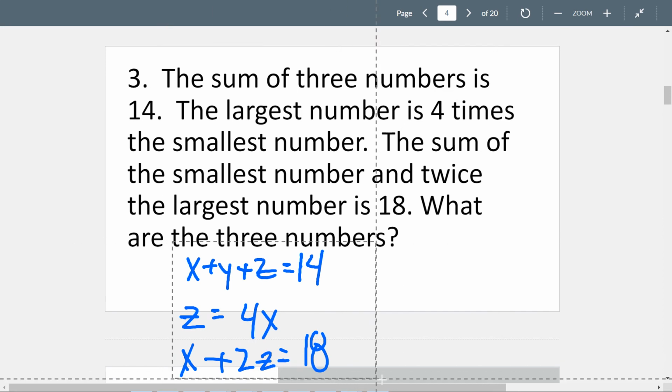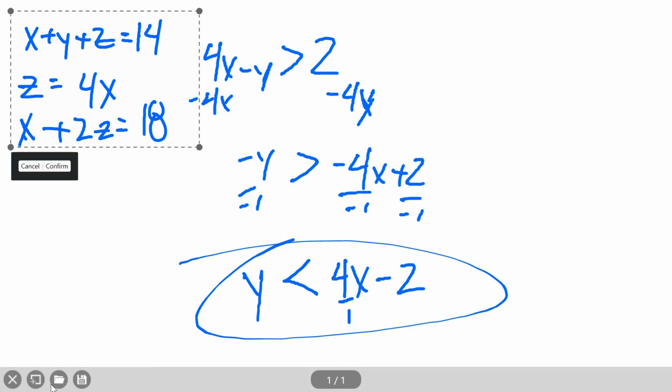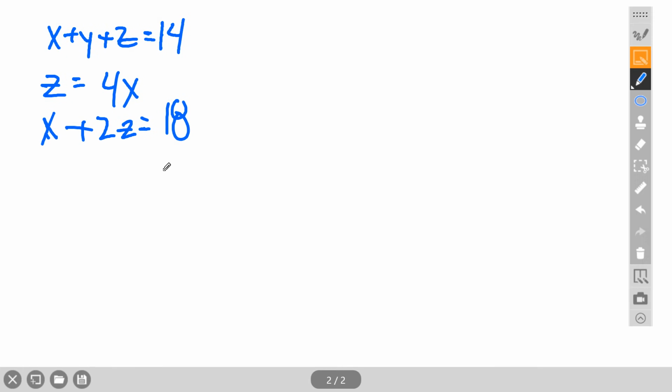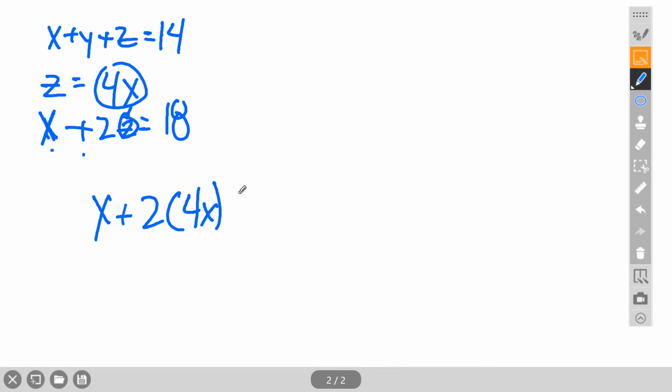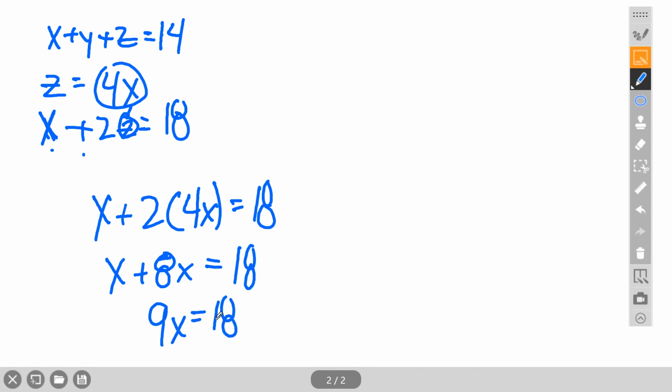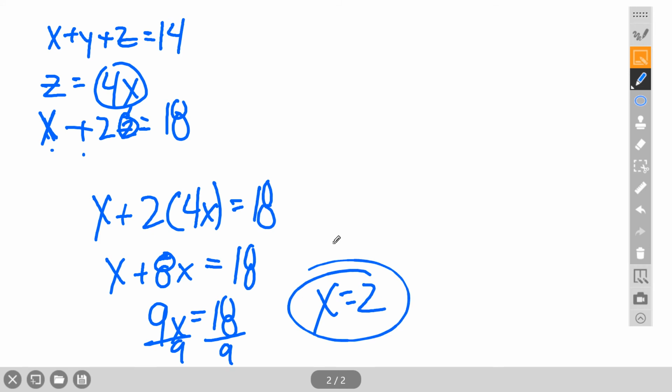So what we have here is a system of equations. Now, using a quick substitution, because I see that z is equal to 4 times x, I can replace the z in this equation with 4 times x. So I have x plus 2 times 4x is equal to 18. So that's x plus 8x is equal to 18. So that's 9x equals 18. Dividing by 9 tells us that our smallest number x is equal to 2. Which means that our largest number is 4 times x, so that's 8.